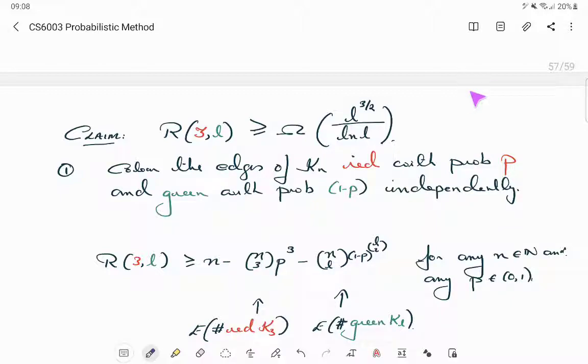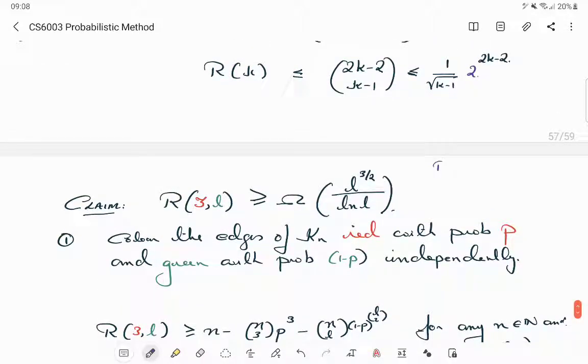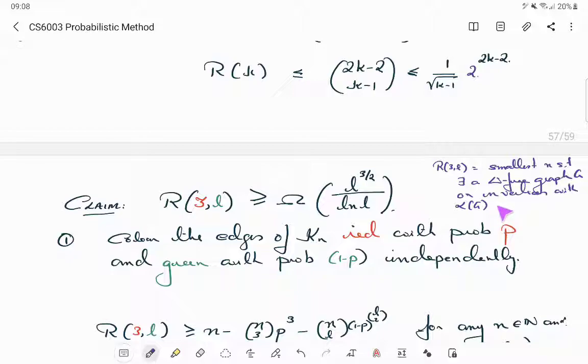So this R3L is the smallest natural number n such that there exists a triangle free graph on n vertices with, what is its independence number? There is no green KL, which means you are only deleting the green edges, which means there is no independent set of size L. So alpha G is strictly less than L.